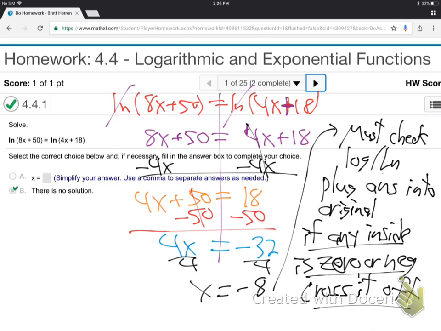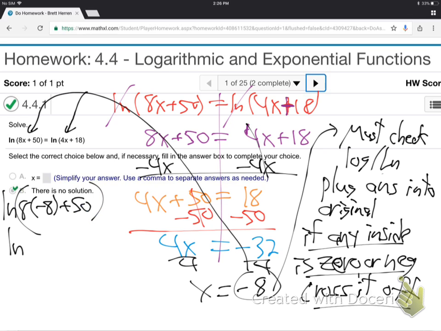Remember, because of the inside of logs, you can try to calculate if you forget during a test: log of negative 3 or whatever, error. You can't have the inside of any log being 0 or negative. It's not valid. So anytime you get an answer to a log question, take it back up and put it in. So what do we have? 8 times minus 8 plus 50, all in a natural log. That would be minus 64 plus 50. I don't know what that is, but it's negative. So no way. The answer's no solution.